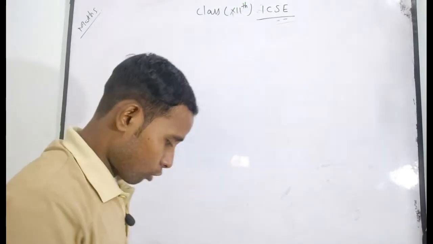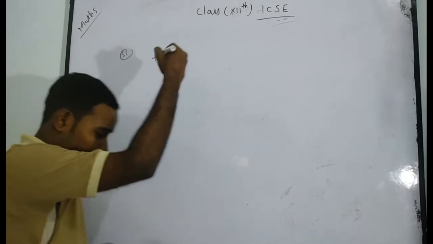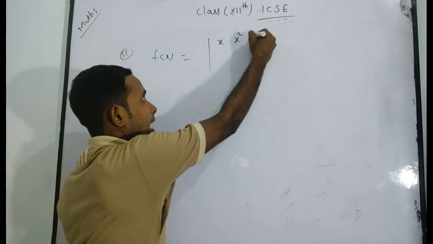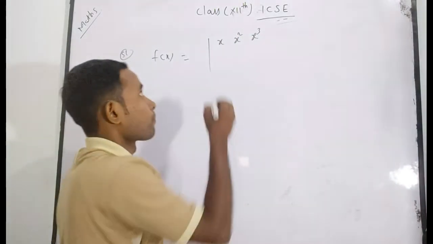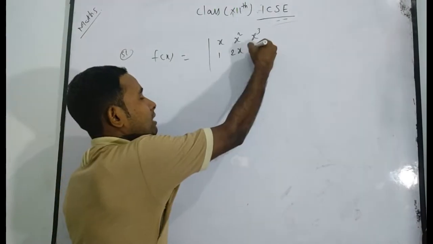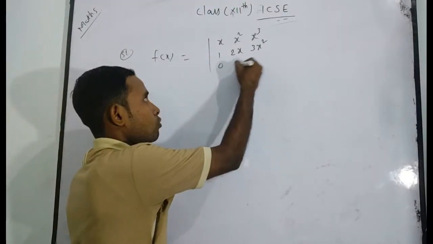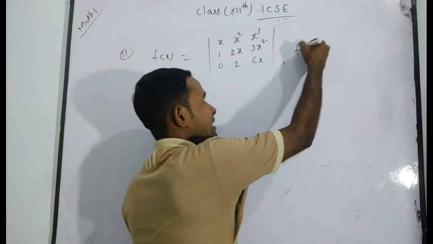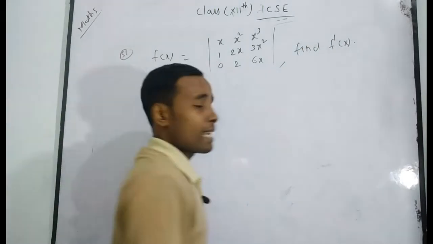Suppose that f(x) is equal to the determinant of x², x³, 1; 2x, 3x², 1; 2x, 3x², and the third row will be 0, 2, 6x. I think you understand. Now you have to find f'(x). How can you find f'(x)?